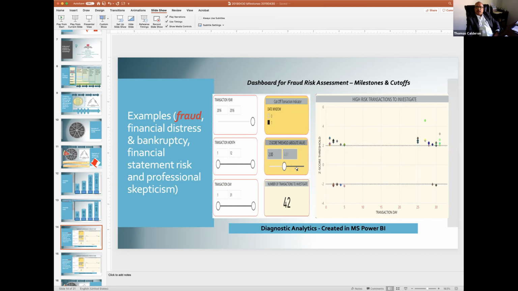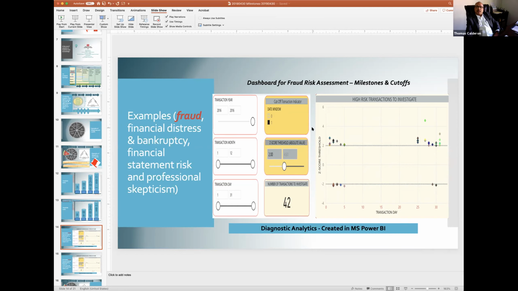I could expand the Z-score from 2 to, let's say, 2.5, or I could change the months from month 1 all the way to month 12 to something like only month 12. And of course, the number of transactions will go up or down depending on what I change. Now, here's the other thing that is interesting, because this tool is actually dynamic.